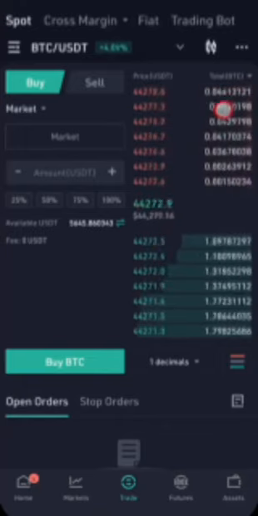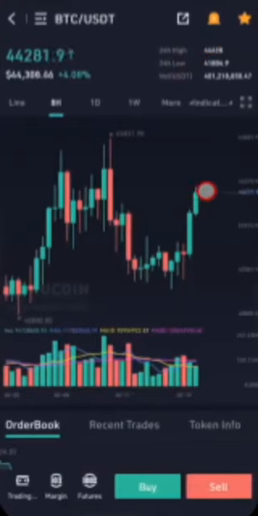You can also go to this icon right here where you can see the current chart of Bitcoin versus US dollar Tether. This is basically a candlestick chart where you can see the price moves. Here at the bottom you can see the volume.